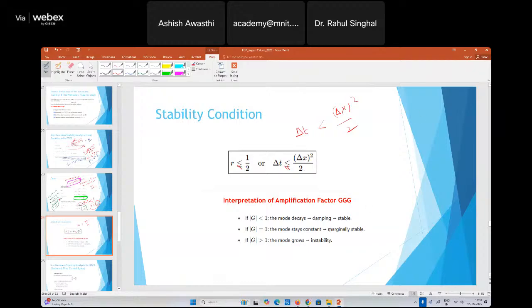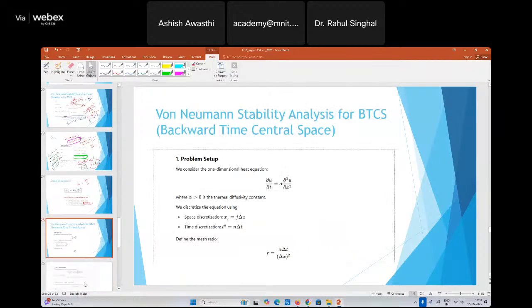So it is already written here as marginally stable. That is the reason it is written like this. So G less than 1, stable. G equal to 1, it will not decay, but it will stay the same, like marginally stable. But I suggest that I will remove this equality. And G greater than 1, the error will grow, and then the method may be unstable. So instability will be there.